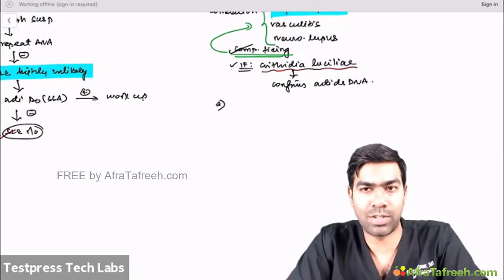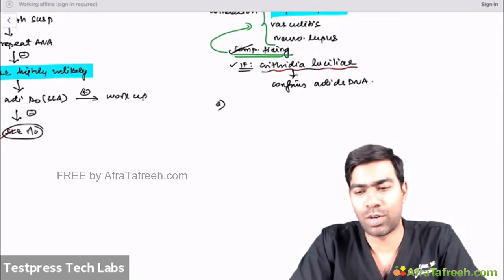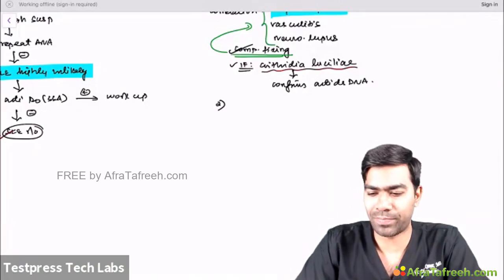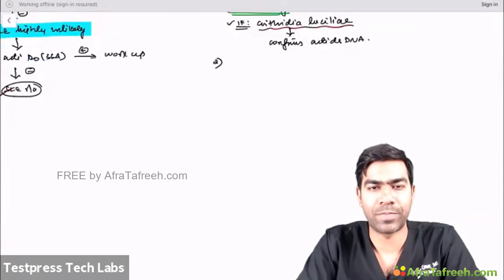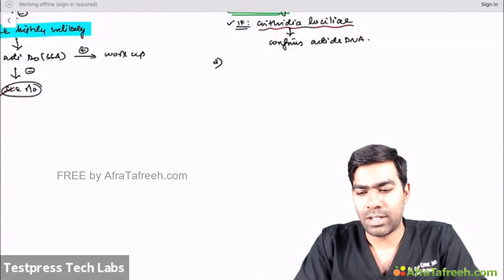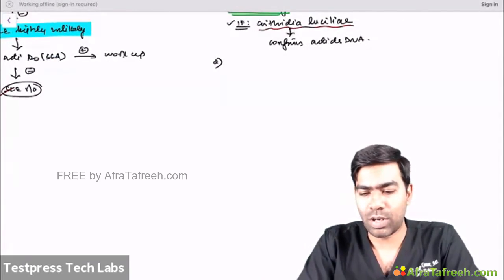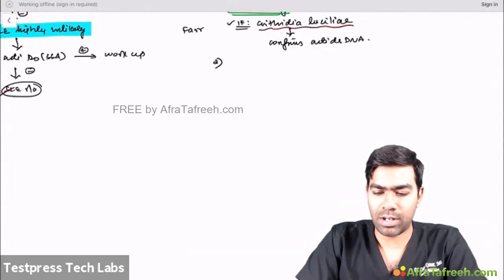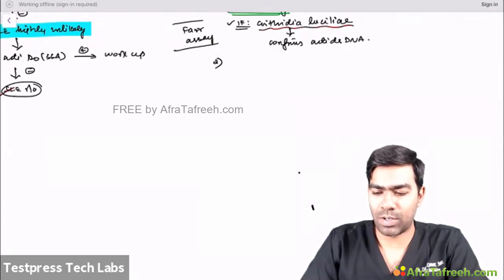But nevertheless, that's one of the confirmatory issues. We don't really do it in real settings, but for research articles, if you want to publish, you need to do this Crithidia luciliae test that confirms the presence of anti-dsDNA. This Crithidia luciliae assay is also referred to as the FAR assay. That's another name given to that.